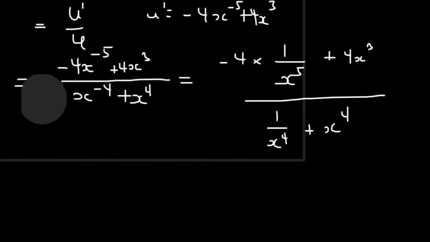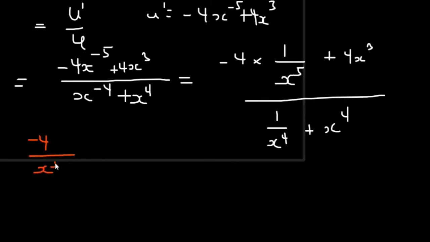Okay, so from here, what you do next is let's focus on what you have on top. That's the numerator. So I have minus 4x, so let's multiply this. That was minus 4x times 1 over x to the power 5. So I have minus 4 over x to the power 5, plus 4x to the power 3.